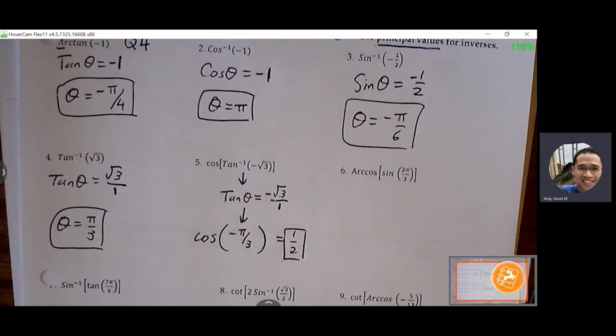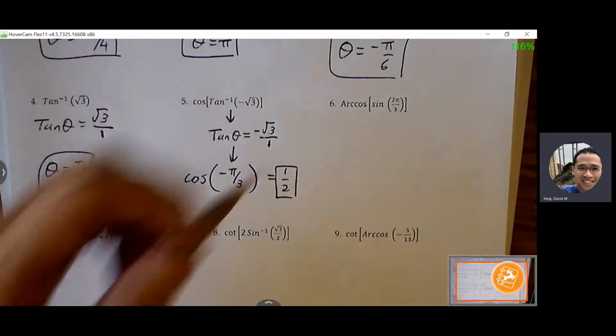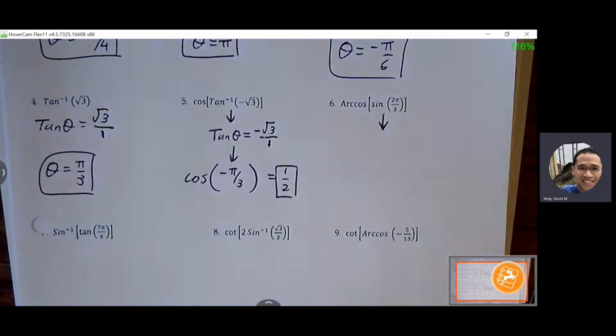Anytime you see a trig within a trig, you got to do 2 steps. You got to solve the smaller problem, and then work to the larger problem. Start inside and work outside. Okay, so first things first, let's figure out what is sine of 2 pi over 3.